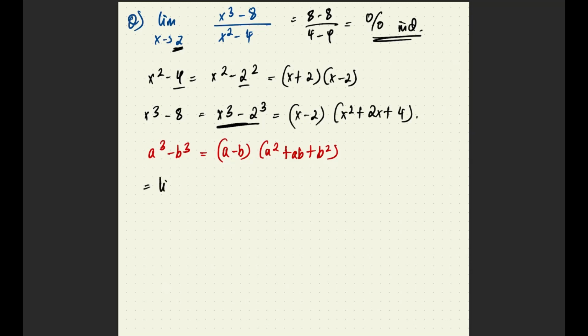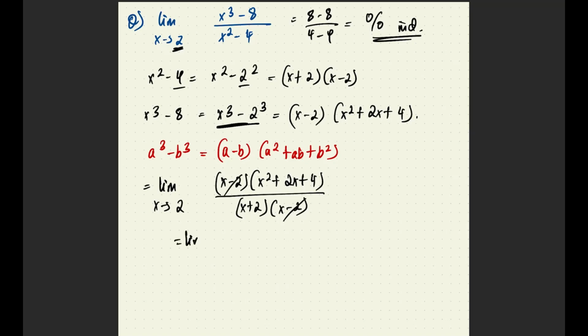Okay, so now let's rewrite our original limit. We can write this as the limit as x approaches 2 of (x minus 2) times (x squared plus 2x plus 4) divided by (x plus 2) times (x minus 2). So x minus 2 and x minus 2 will cancel out. That leaves us with the limit as x approaches 2 of (x squared plus 2x plus 4) divided by (x plus 2). So let's try and plug in at this point.